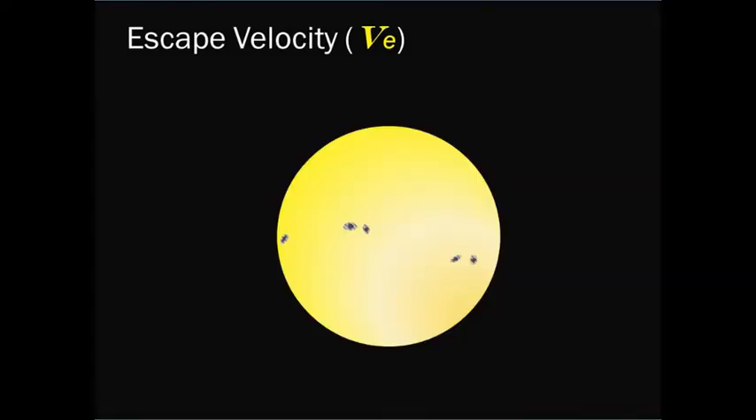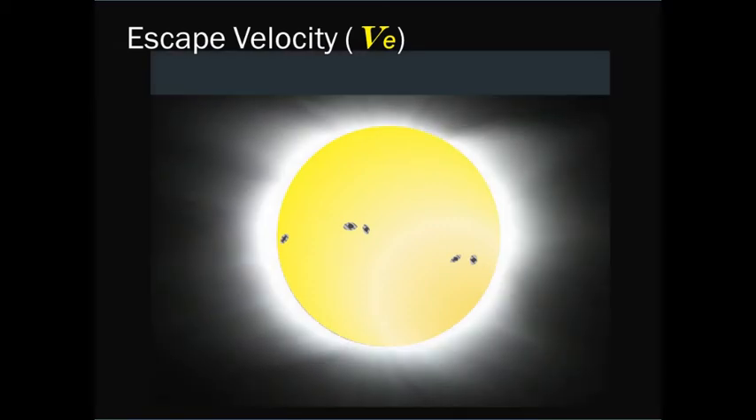In the case of the Sun, surrounded by what is known as the Sun's corona, the escape velocity is approximately 600 km per second, close to 380 miles per second.